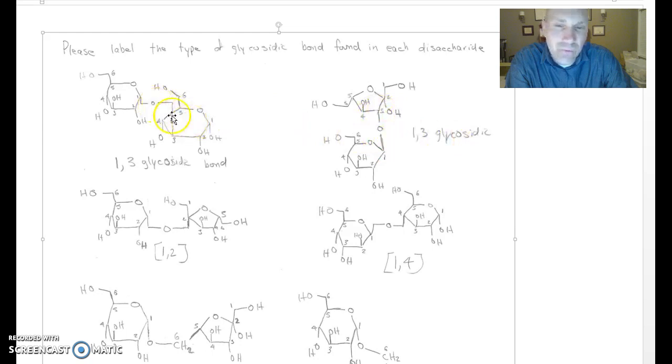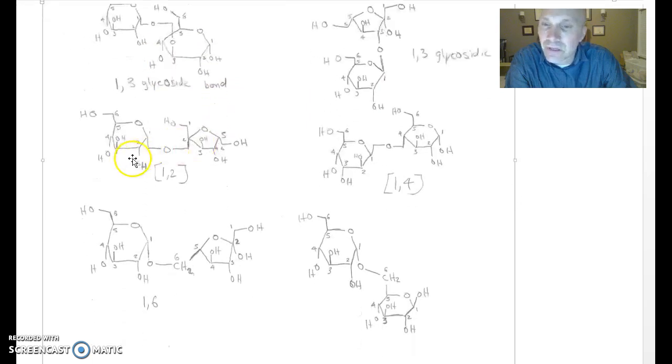These are both considered 1, 3 glycosidic bonds, even though they look very different. The major reason is that this is a furanose type structure, whereas this is a pyranose type structure. Again, I've got the numbering down here. When you look at this, it looks like it's almost turned around. The reason that you start from the 1 here is to take a look at your oxygen and look at both sides and see which one has the hydroxyl directly connected to it.